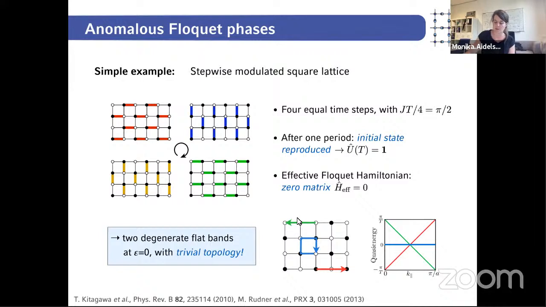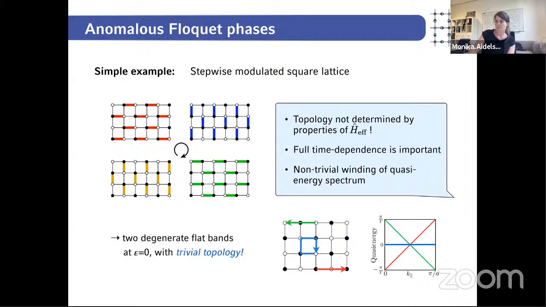It means that now, because we cannot apply this high frequency limit, the micromotion, or what happens within one driving period, does start to play a role. And then we start to have these edge modes appearing in the quasi-energy spectrum. Okay, so this is in summary what I've just said in words. So it's not enough to look at the topological properties of the Floquet Hamiltonian. We need new tools in order to understand the full topological properties. And we see that the micromotion or the full time dependence becomes important in order to understand this non-trivial winding of the quasi-energy spectrum.